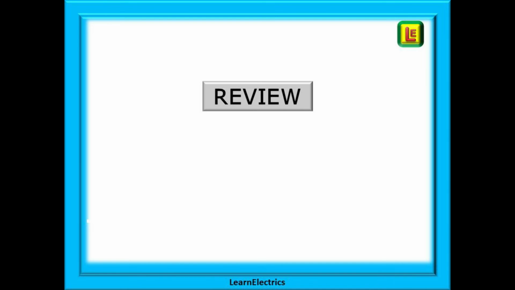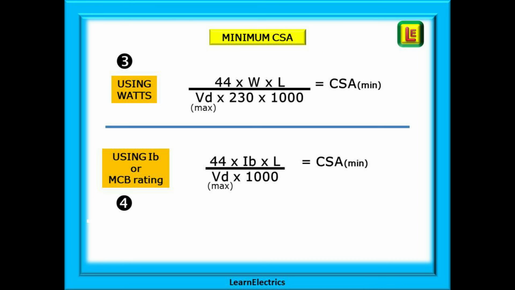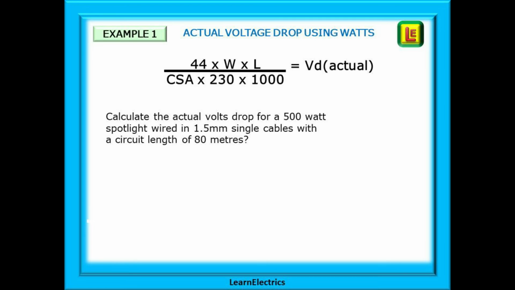Let's have a little review of what we've done and some calculations for you to try yourself. Formula number 1 shows us how we can find the actual voltage drop if we know the watts of the attached load. No books, no need to use the power law calculations, just put the numbers in. Formula number 2 is used if we already know the amps for IB, or if we are simply using the size of the circuit breaker as our maximum load. To calculate the minimum size or CSA of the cable, use this rearrangement instead. Number 3 shows the minimum cable size if we use the watts of the load, and number 4 is available to us if we use the circuit breaker size or already know the load in amps. We can put each of these 4 variations to the test with some examples to try ourselves. Example 1 is the actual volts drop using watts.